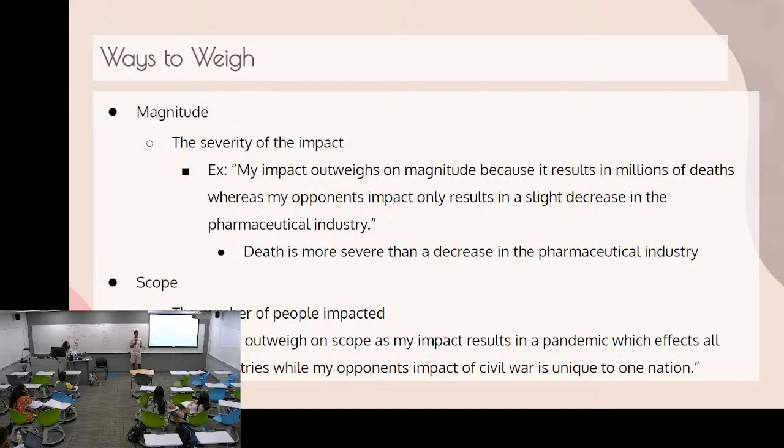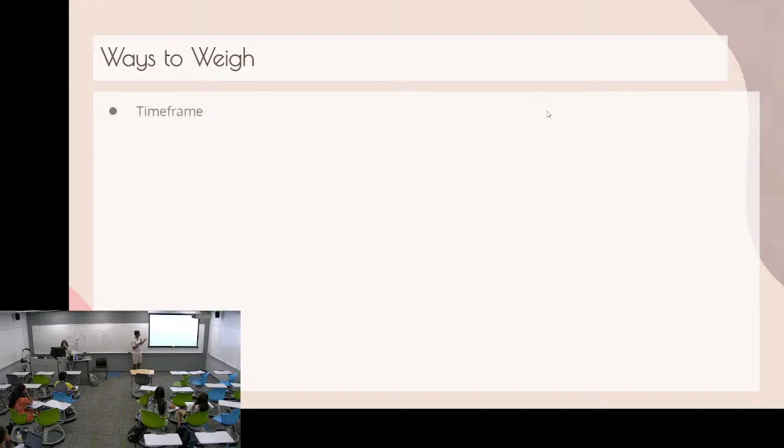That's what you do in round. You compare these impacts and make it so that you either outweigh on scope, magnitude, maybe even both. And you have to convey to your judge, this is why my impacts are so much greater than my opponent's, and that's why we win the round. Cool. All right, those are the two most common.